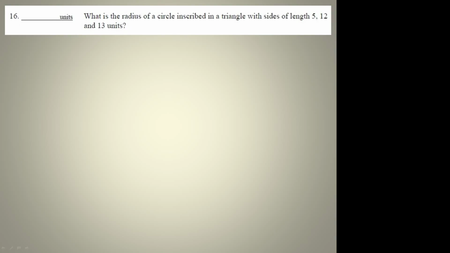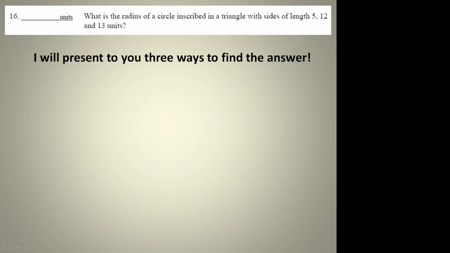This is number 16 of the 2015 state sprint round. Number 16: what is the radius of a circle inscribed in a triangle with sides of length 5, 12, and 13 units? I will present to you three ways to find the answer.